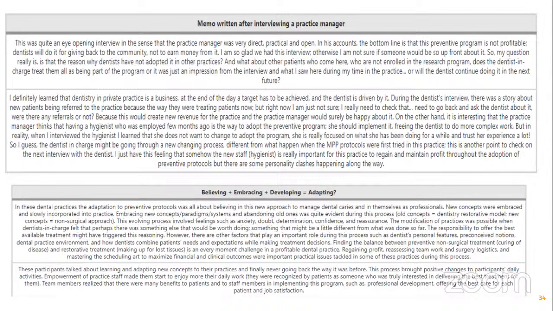The second part, this believing plus embracing plus developing is equal to adapting question mark. This one talks about the conceptual understanding of the initial memos. Right. So the upper portion talks about the initial memo. Okay, initial thoughts of the researcher about the interviews. In the second part, it's more of an advanced memo that the researcher has developed.